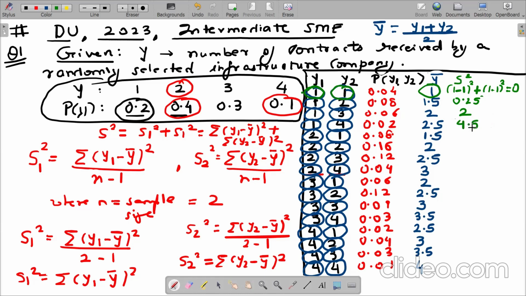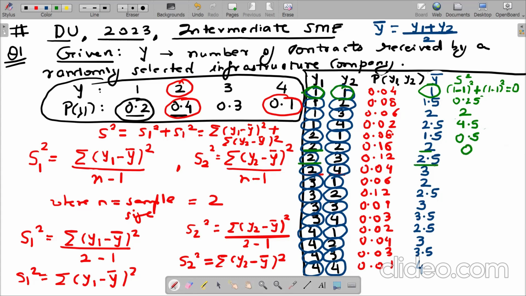And likewise, students can calculate for others also. If I do 2 comma 1, so again it's going to be 2 minus 1.5 square plus 1 minus 1.5 square. Now again, this is 0.5 square plus 0.5 square, which is 0.5. So if I erase this off, it gives me 0.5. Similarly, 2 minus 2 square plus 2 minus 2 square, 0. Now we can do it orally.